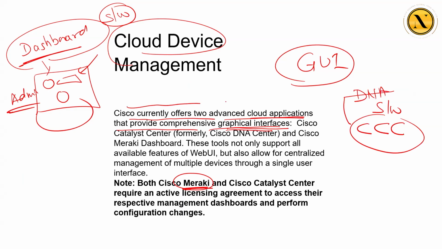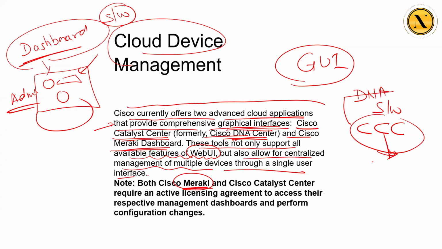So Cisco currently offers two advanced cloud applications that provide comprehensive graphical interfaces: Cisco Catalyst Center, formerly known as Cisco's Digital Network Architecture, DNA Center, and Cisco's Meraki dashboard. These are very strong, very important, very powerful tools for admins today to manage networks. These tools not only support all available features of the web UI, but also allow for centralized management of multiple devices through a single user interface. So you can manage all your devices through a single dashboard.